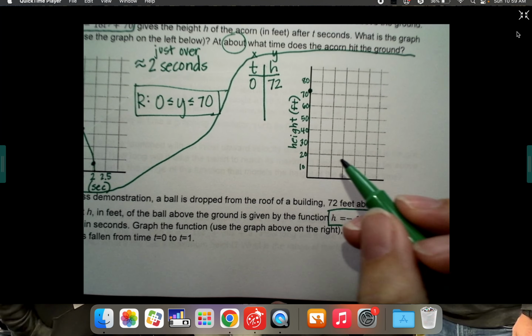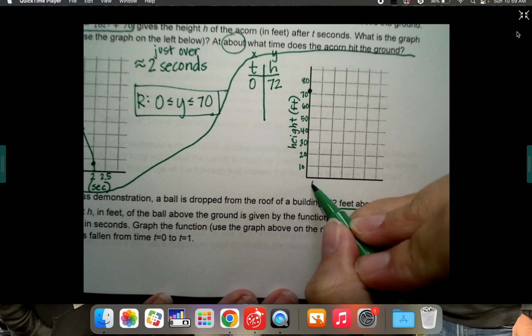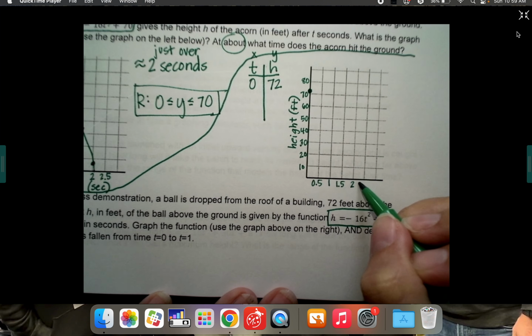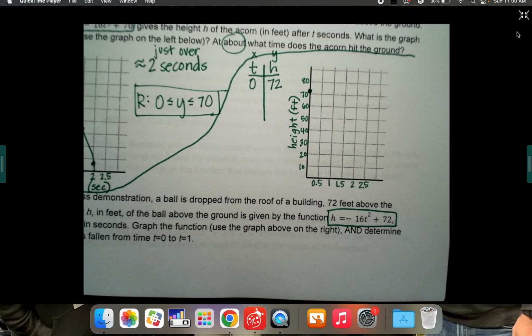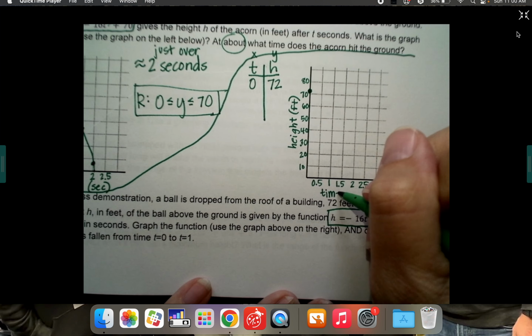And across the bottom, we can do once again 0. Let's do 0.5, 1, 1.5, 2, 2.5. I don't think we'll probably need more than that because 72 is very similar to 70, so it's probably going to be between 2 and 2.5 again. And remember, this is time in seconds.